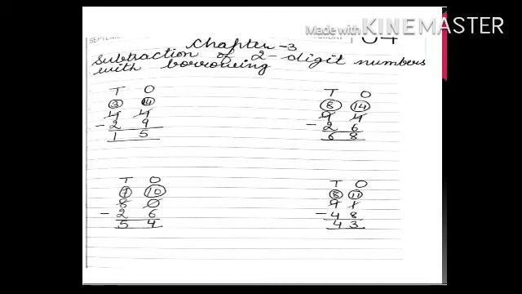Let's do subtraction. 14 minus 9 is equal to 5. 3 minus 2 is equal to 1. So our answer is 15. Kids, in the same way, you will do the rest of the sums.